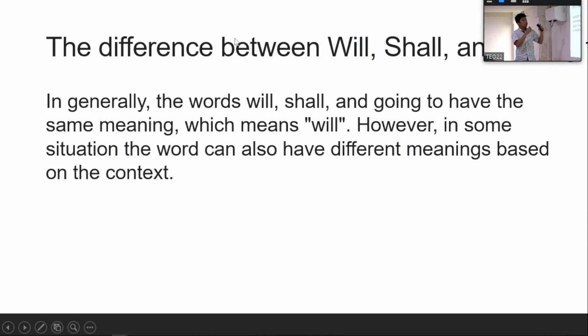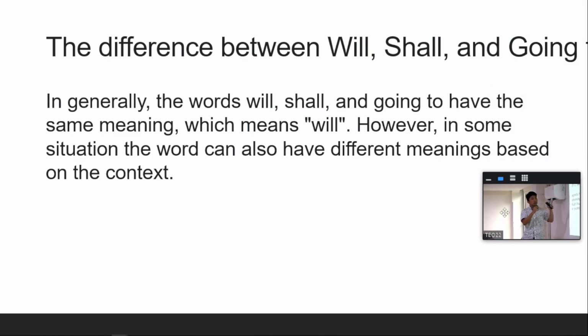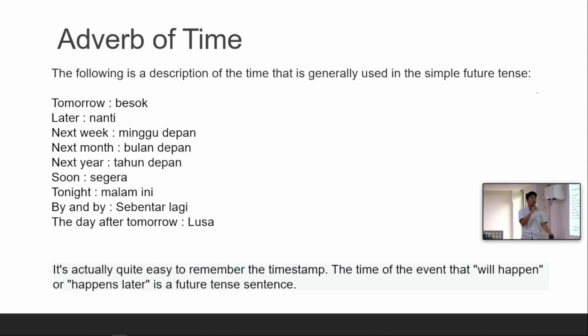So the next slide is the difference between will, shall, and going to. Generally, the words will, shall, and going to have the same meaning, which means will. However, in some situations, the word can also have different meanings based on the context.